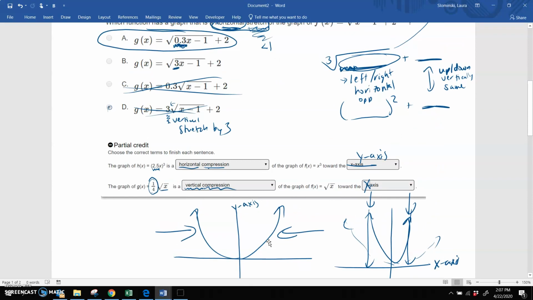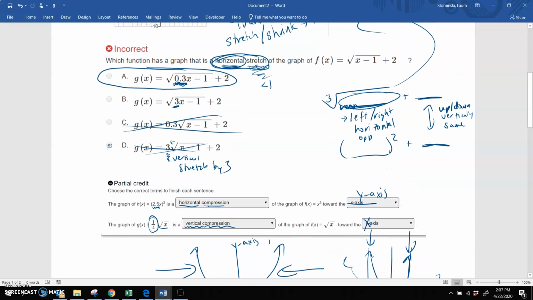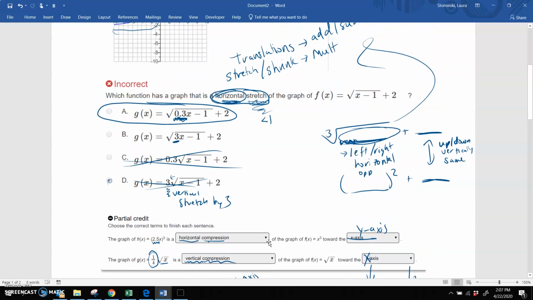Okay, so those are the things that you had wrong on the quiz, but bigger picture, again, instead of shrink, we use compression. Anything that happens with the x, so whether it be under a radical, inside parentheses, it's going to affect the graph left and right, which is horizontal, and you have to switch it in your mind. So if it's adding or subtracting, you do the opposite symbol, and if it's multiplication, if it's greater than 1, it actually is a compression. So that was probably the biggest thing.